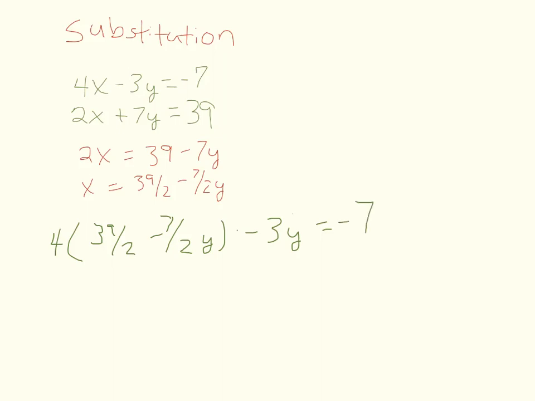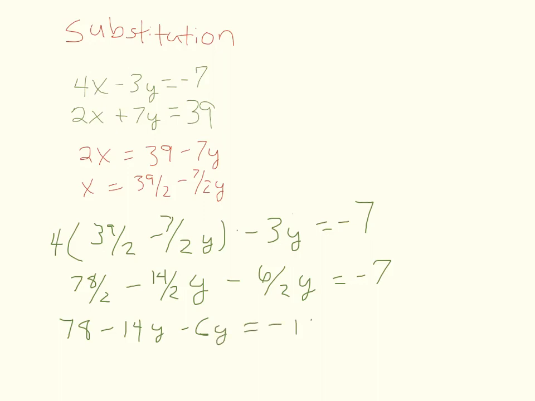Okay? So let's simplify this. 4 divided by 2 is 2, so I have 78 over 2. Minus 4 divided by 2 is 2, I have 14 over 2 y. Minus, now this is 3y. I know 3y is 6 over 2, so I'll say 6 over 2 y is negative 7. Okay? I see a lot of 2's here, so let's just multiply everything by 2 and get rid of it. So if I do that, I'd have 78 minus 14y minus 6y is negative 14.